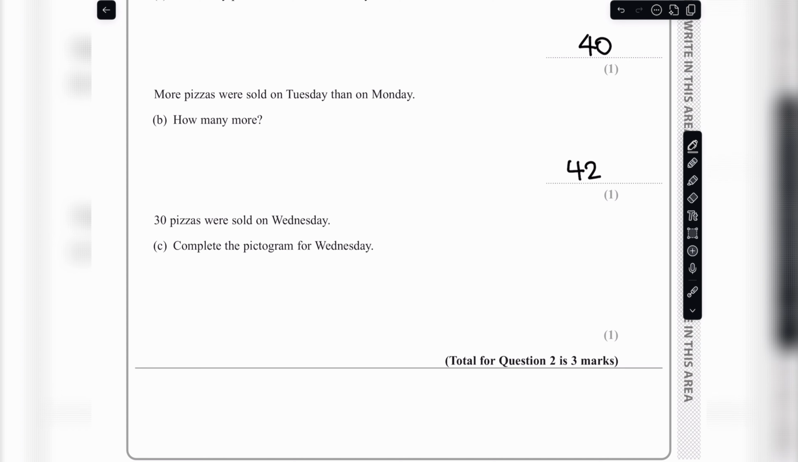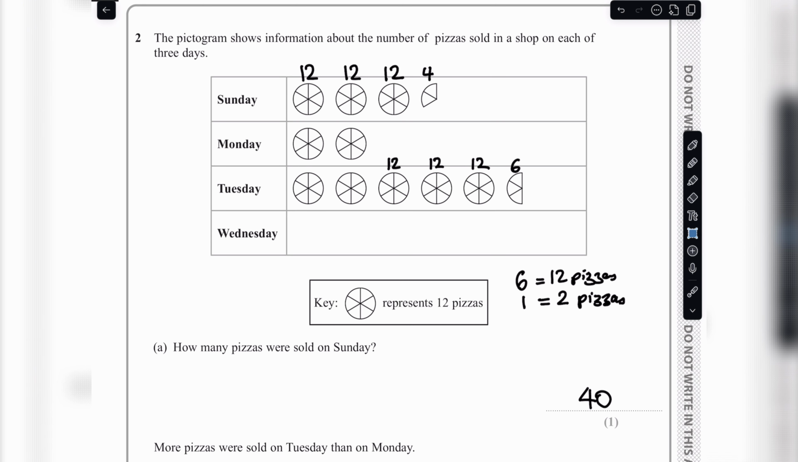In the final part of this question, we are told that 30 pizzas were sold on Wednesday. Complete the pictogram for Wednesday. So given as 30 pizzas were sold on Wednesday, we know that there are going to be 2 of these symbols because each of these symbols represents 12. So that gives us 24, and the difference between 30 and 24 is 6, so we need 6 more pizzas. So I'm going to use this symbol here on the right to represent my final set of pizzas, and that is your final answer.